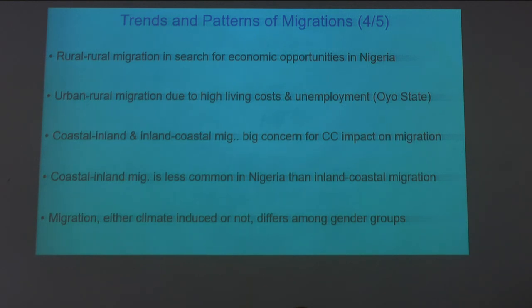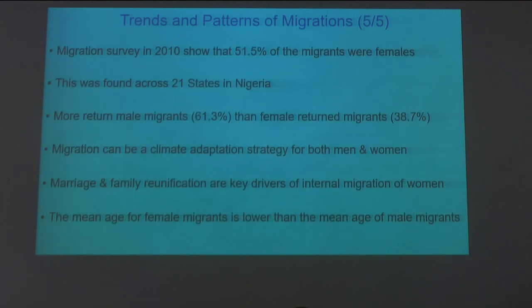Then migration, whether induced by climate or not, differs by gender or group. In 2010, 51% of the migrants, internal migrants specifically, were females. And this cut across 21 states. We also have male return migrants, 61.3%, and then female return migrants, 38.7%. Migration itself can serve as a strategy for adaptation to climate change, both for men and women.